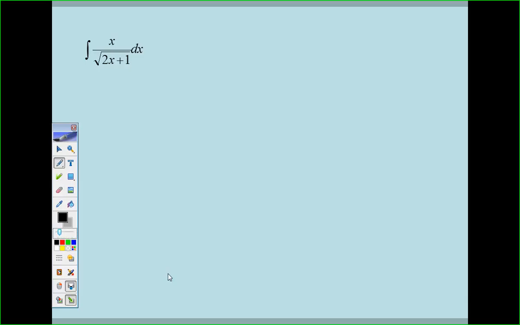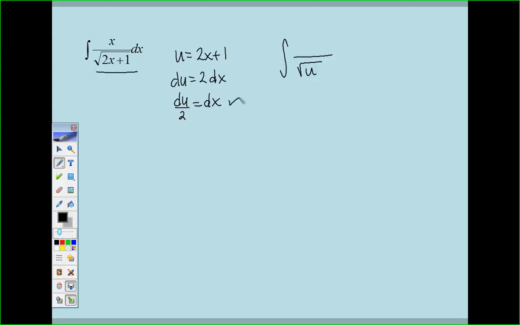Our next problem. Let's let u equal 2x plus 1. So taking the derivative, we would get 2 dx. And then I can see we don't need that 2, so I'm going to divide that over. Now, when I start making the replacements, looking at my original integral, I would have in the denominator the square root of u. That would replace the square root of 2x plus 1. Dx here is replaced with du divided by 2.